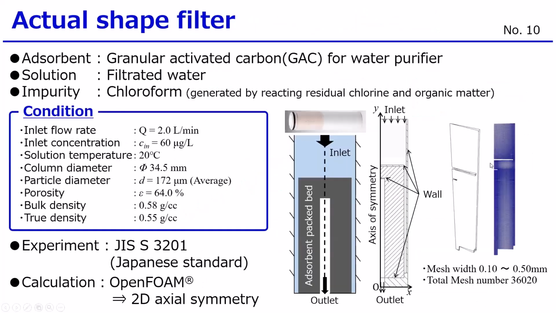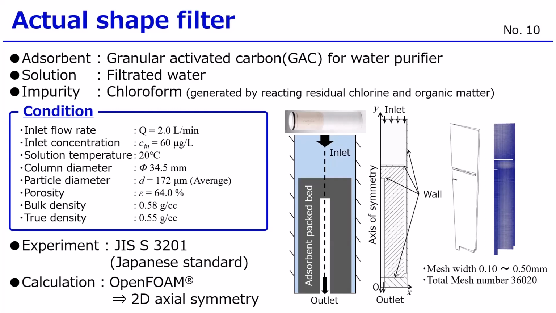So to evaluate the accuracy of the predicted adsorption rate, we perform the actual shape filter performance prediction. This slide shows the actual shape filter condition, and the left side figure shows the actual shape filter construction. This is a very simple filter of a water purifier cartridge. The water flows from the inlet to the outlet pipe at the center of the filter, through the adsorbent outside.